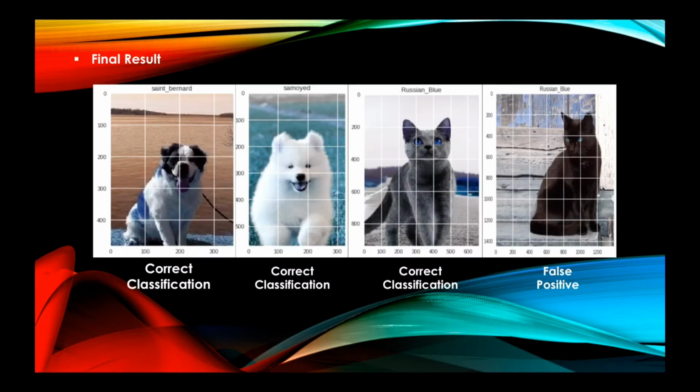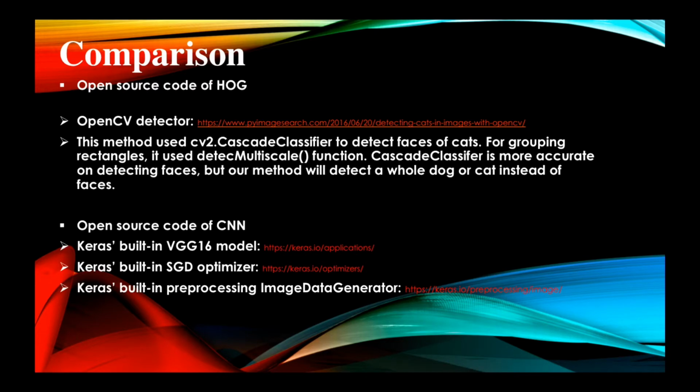Finally, we can classify the object we have detected, and on this slide, we show the final result when we run our project. Here we can see that the first 2 dogs are correctly classified, as well as the third cat, but for the last cat we have a false positive, since this should be a Bombay, but we consider it as a Russian Blue. Before I started my detection, I searched online and found the following link.